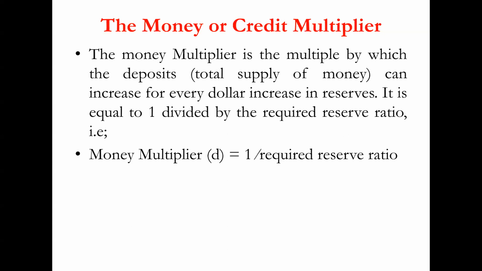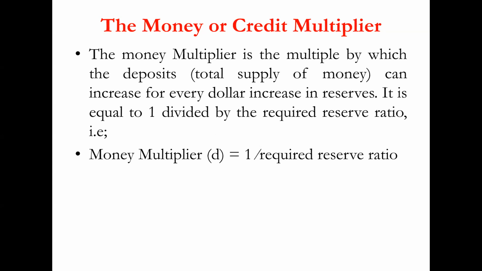And so a very interesting conversation in economics, to be specific, macroeconomics, is what we have. Today we're continuing looking at the money or credit multiplier. Money multiplier or credit multiplier is just one and the same thing. It is basically the multiple by which the deposits can increase for every quarter increase in reserves.